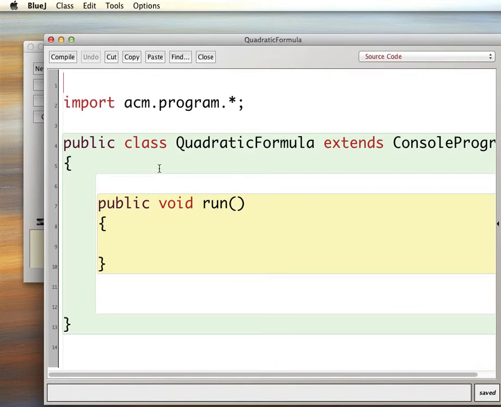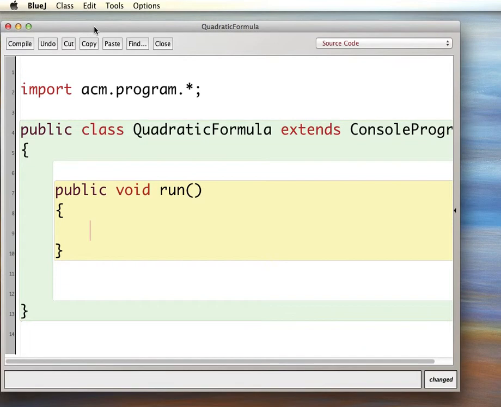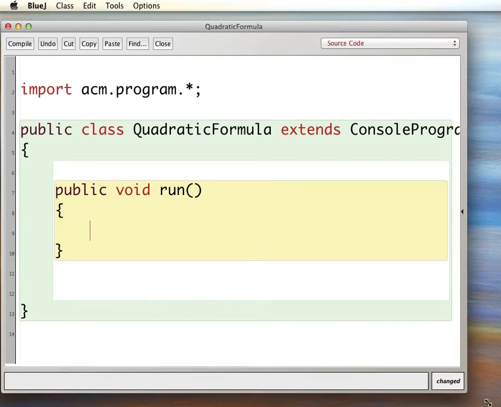Hopefully you know the quadratic formula. X equals negative b plus or minus the square root of b squared minus 4ac all over 2a. Hopefully that's not new to you as a senior or junior in high school. So the first thing we should probably do is ask the user, what is a, b, and c, because you need those things for the quadratic formula.